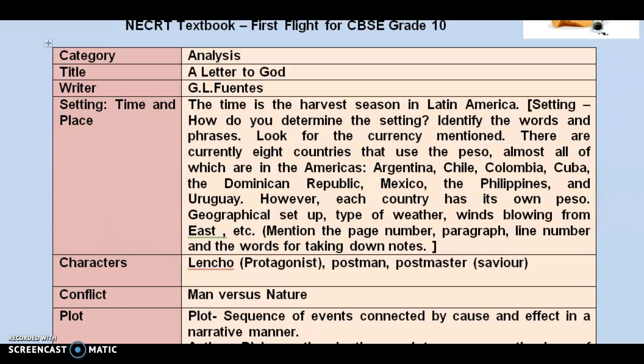There are currently 8 countries that use pesos. Almost all are in South America, namely Argentina, Chile, Colombia, Cuba and the Dominican Republic, Mexico, the Philippines and Uruguay. However, each country has its own pesos. The geographical setup, the type of weather, wind blowing from the east, can be analyzed to show that it was the harvest season.